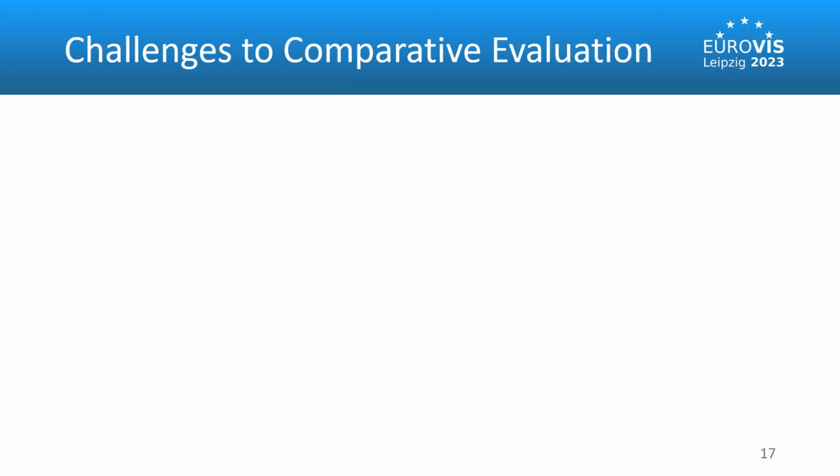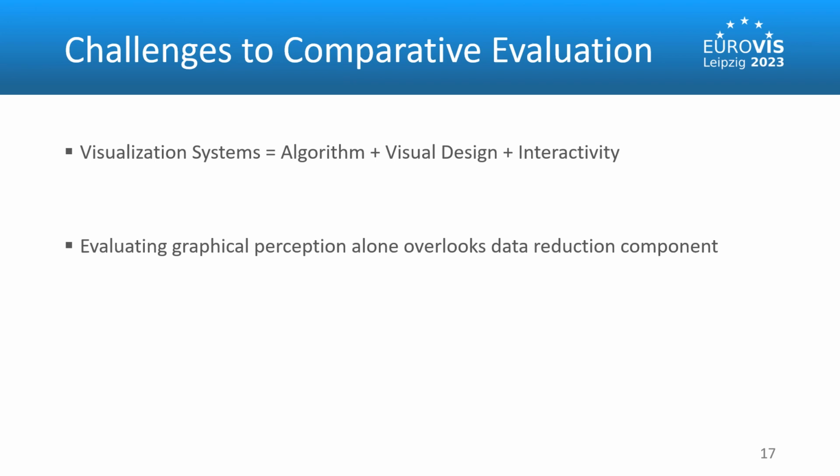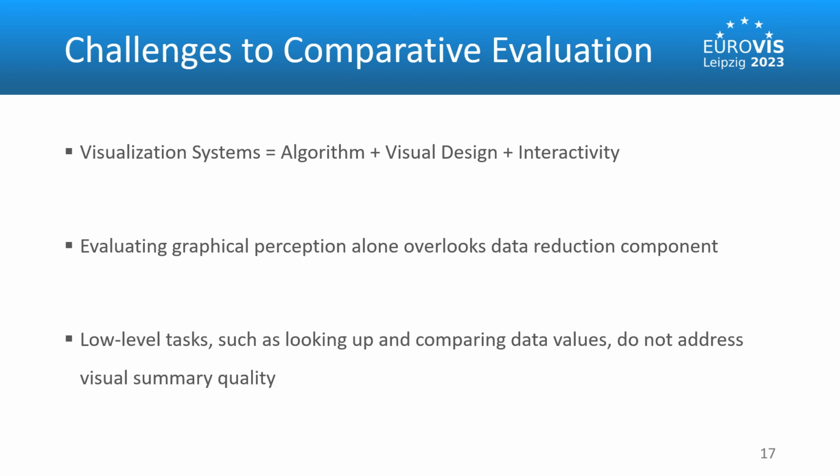There are a few challenges that make it difficult to compare event sequence visualization techniques. First, a visualization system is made up of several components, such as the algorithm, interactivity, and visual design. Secondly, previous studies on visualization effectiveness typically focus on graphical perception. However, in our case, we perform significant data reduction before creating visualizations. This means that just focusing on graphical perception doesn't fully capture the importance of the data reduction step. Finally, low-level tasks such as looking up and comparing data values do not shed light on the quality of the visual summary. To resolve these challenges, we take the following approach.